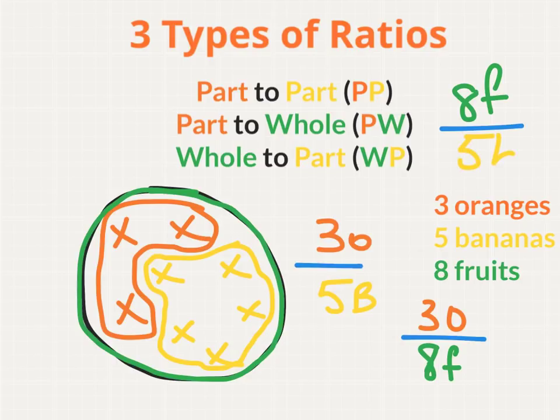5 bananas. So again, I have 3 different types of ratios. One part to another part, oranges to bananas. One part to the entire thing. So oranges to all of the fruit. And then all of the fruit to one part of what's in the bowl, so 8 fruits to 5 bananas. Now, notice how there's no whole to whole comparison. I can't compare all of the bowl to itself. I can only compare one part to another, one part to the whole thing, or the whole thing to one part.